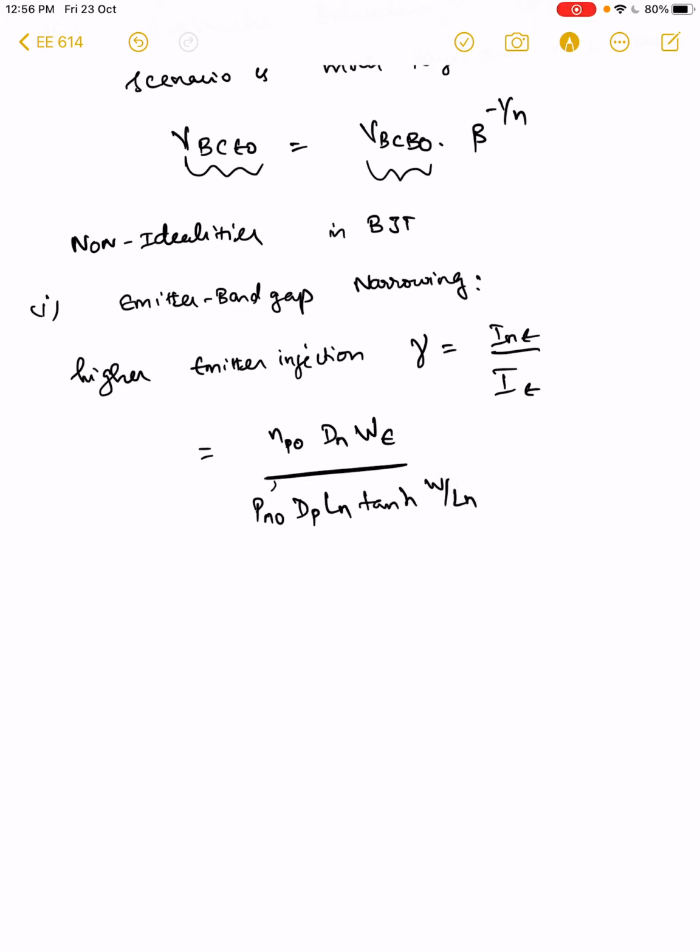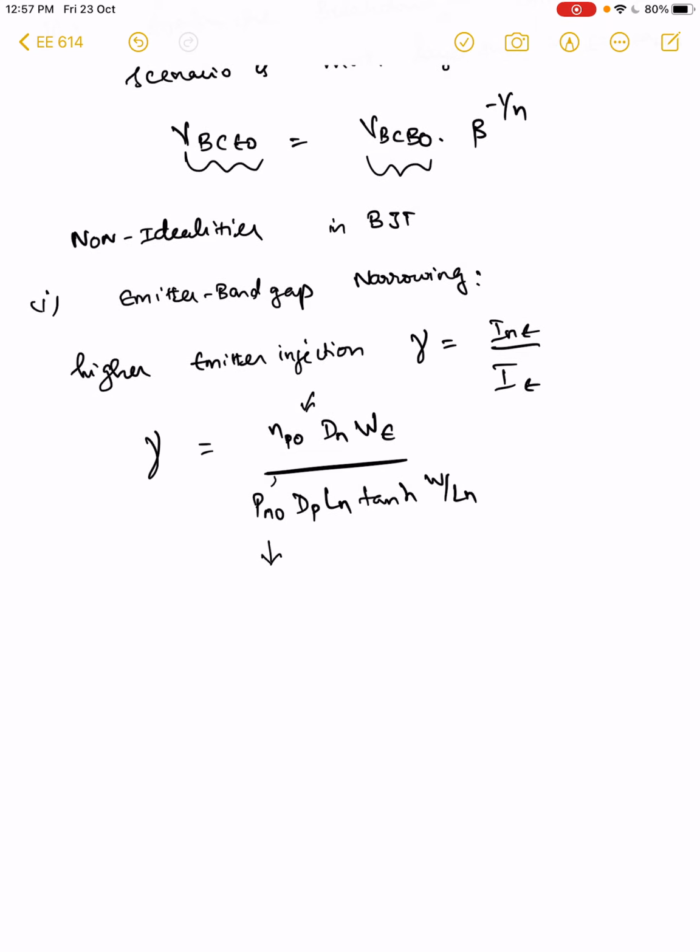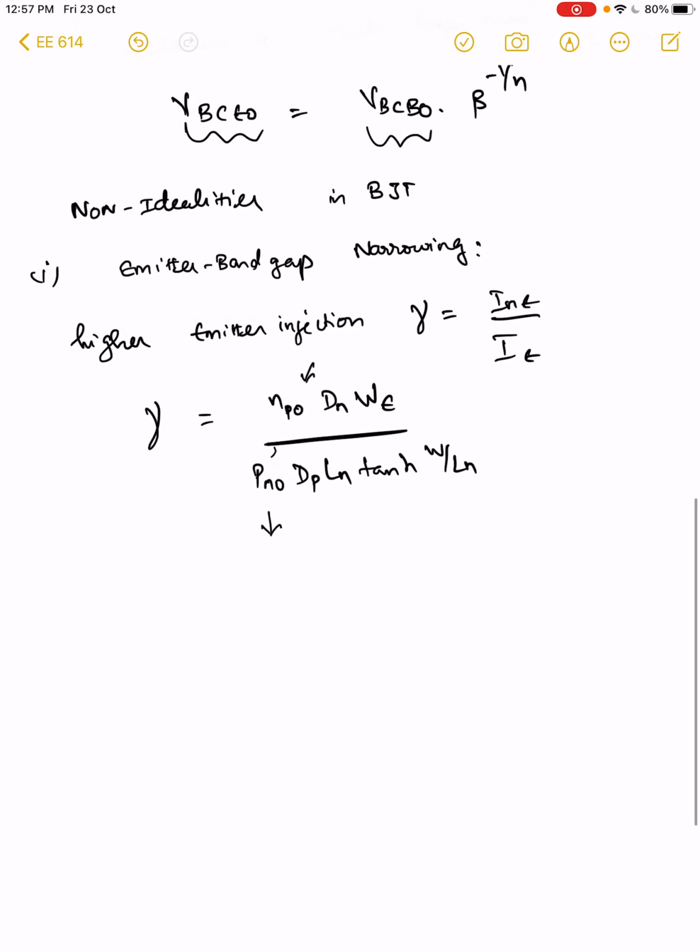I want you guys to go back to the previous derivations that we had, and you can see that this relation falls down pretty easily from there. So this is the emitter injection efficiency. Now for us to increase this particular value, you have to increase NP naught and you have to decrease Pn naught. So how do we increase NP naught? NP naught is the minority carrier density in the base.